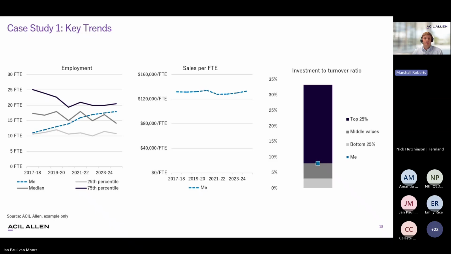So we can see we've got a slightly larger workforce compared to our peers, but it's still within an acceptable range compared to others. To the centre, we can see stable sales per full-time employee. So no noticeable change over the time series. And this is a positive sign given the increase in employment levels. So essentially a sustainable workforce is indicated here.